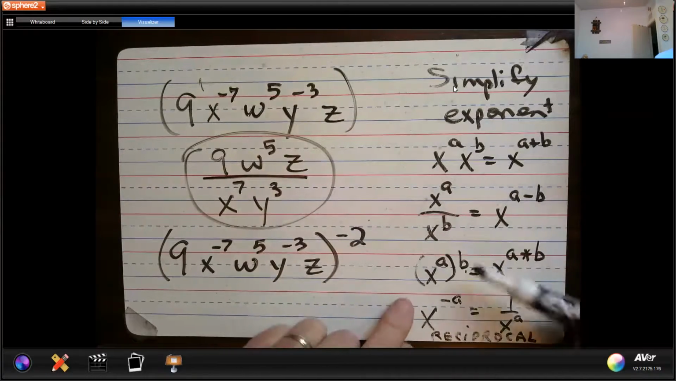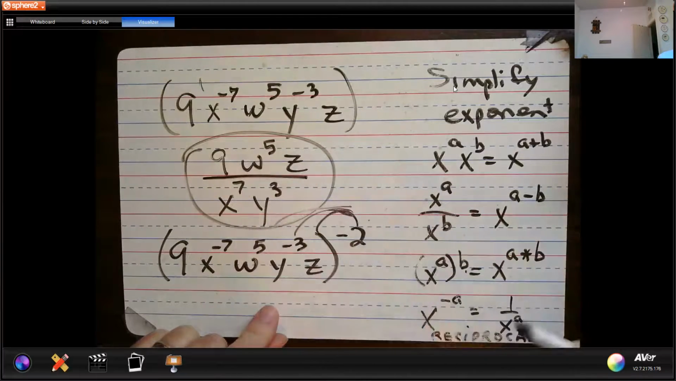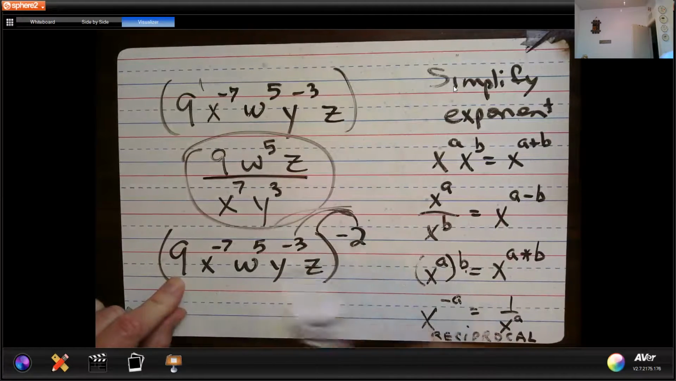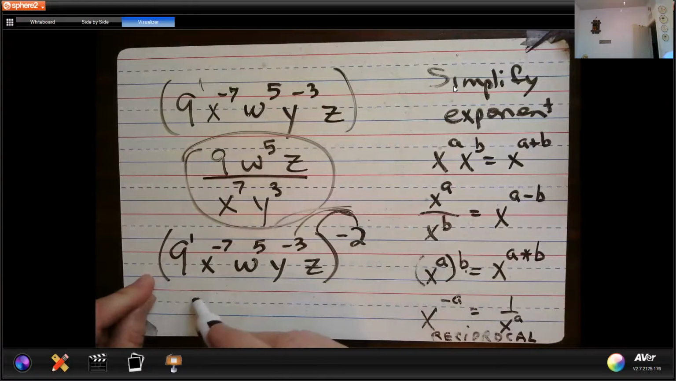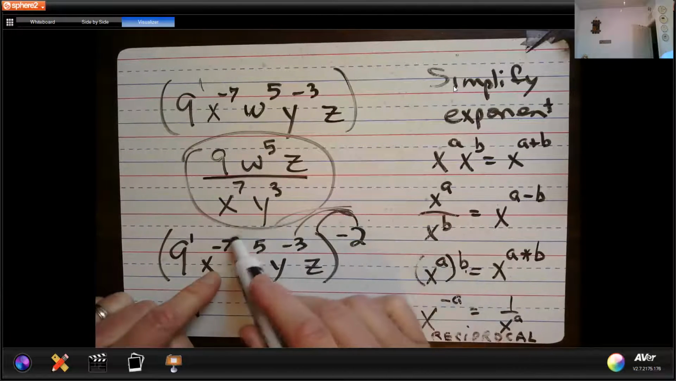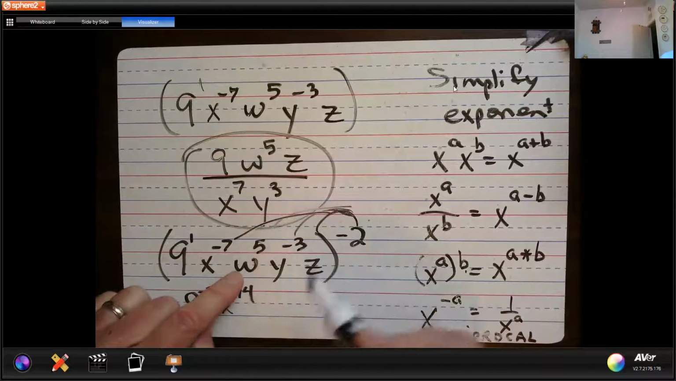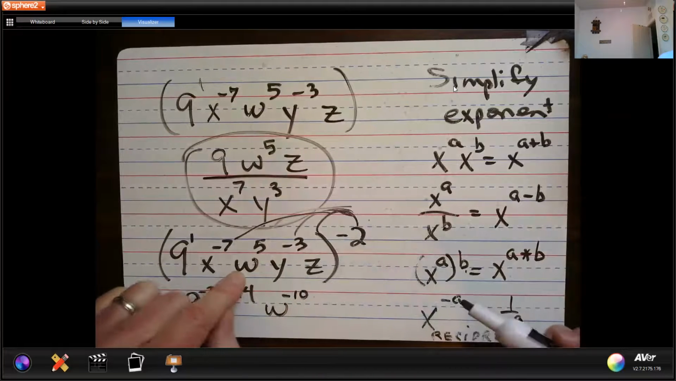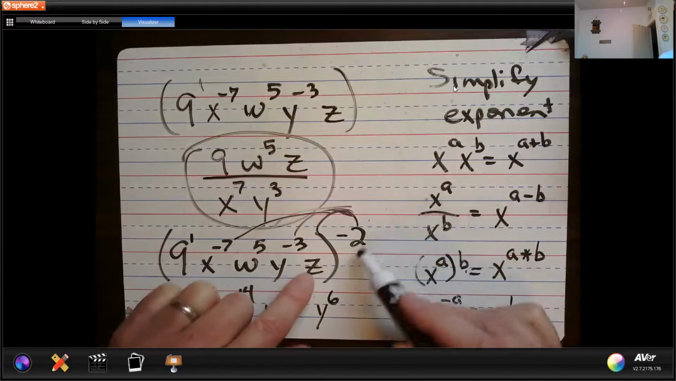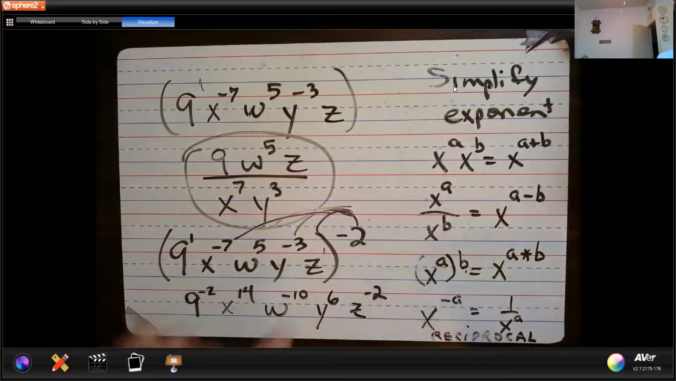But remember, if there's a number on the outside, all you're doing is just distributing it to each of the numbers on the inside. Distribute. So remember, you're not multiplying 9 times 2, it's the exponent. So this is really 9 to the negative 2. And then if I multiply negative times negative, that would be x to the 14. Negative times negative, w to the negative 10. Negative times negative would be y to the positive 6. And then remember, what's this guy? It's a 1. So that would be z to the negative 2.